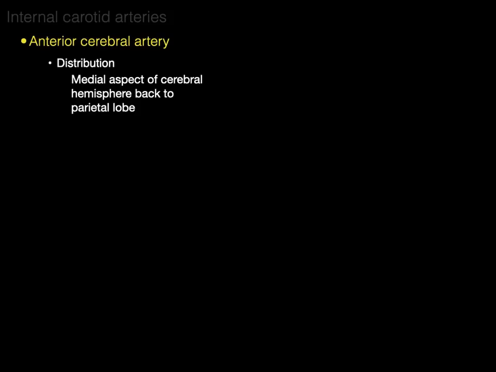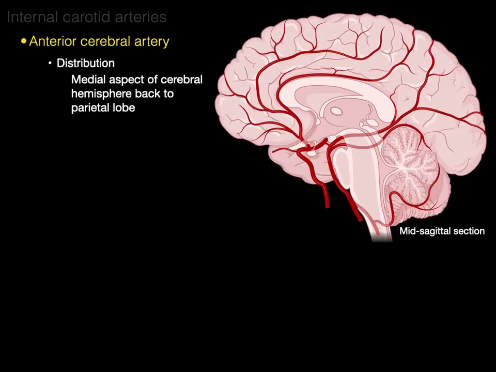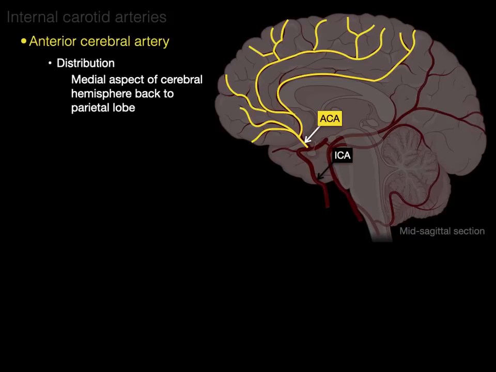Okay, I'm going to make the anterior cerebral artery look yellow because the picture I'm going to show is in yellow. So here's a mid-sagittal section of the brain. There's our internal carotid, and there's our anterior cerebral artery. And there is the anterior cerebral artery coursing over the corpus callosum, and you can see its distribution, okay, right in the midline of the brain.